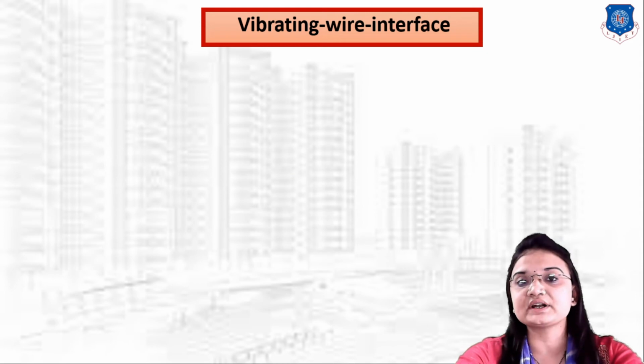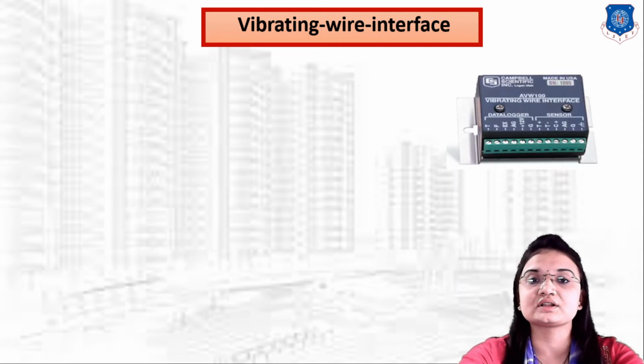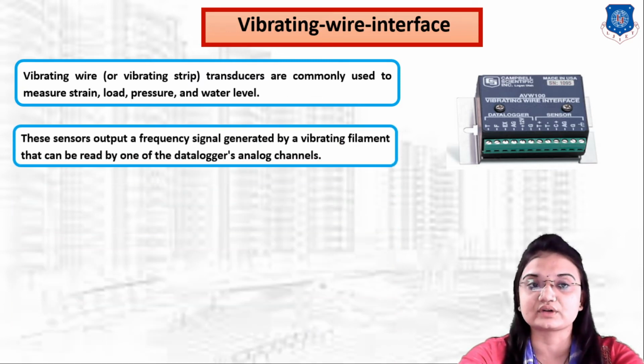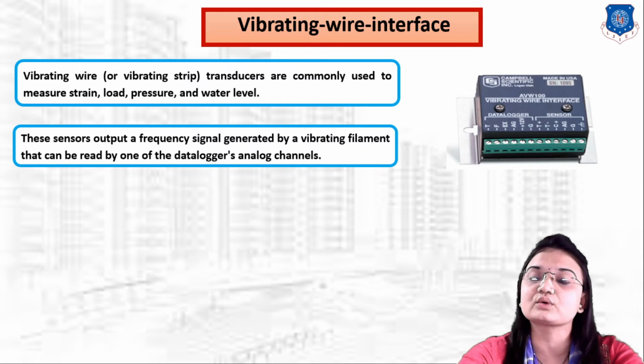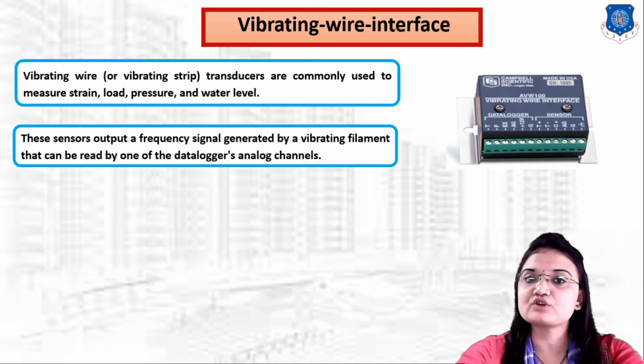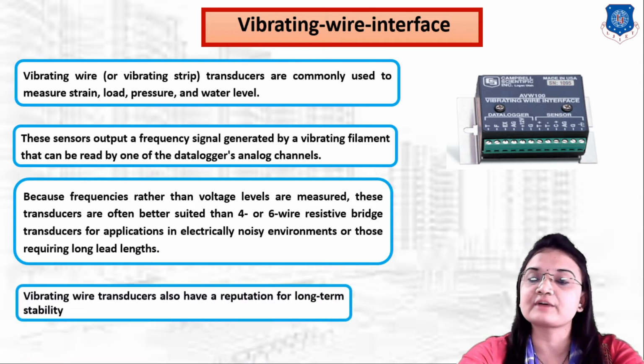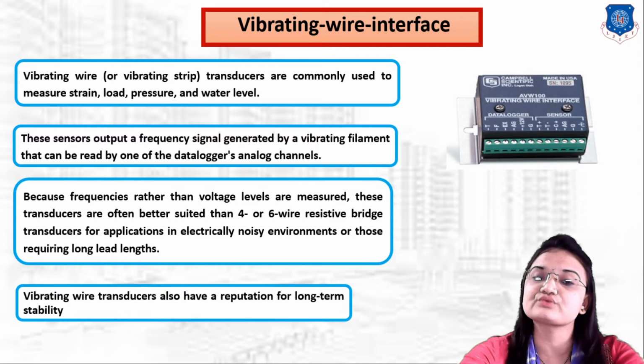Now next one is the vibrating wire interface. You can clearly see in this figure, this one is the vibrating wire interface. Vibrating wire transducers are commonly used to measure strain, load, pressure and water level. The sensor outputs a frequency signal generated by vibrating filaments that can be read by one of the data logger's analog channels. Due to the vibrating wire interface, the output is in the form of a frequency signal, so it is not affected by a noisy environment. Vibrating wire transducers also have a reputation for long-term stability.